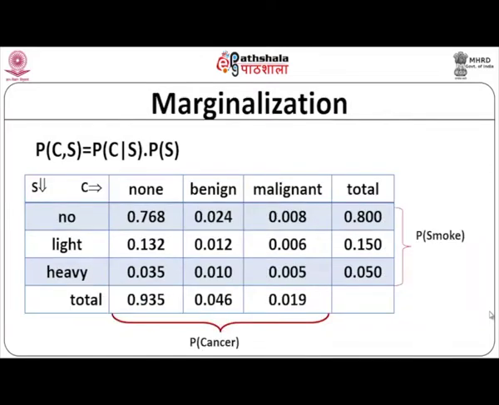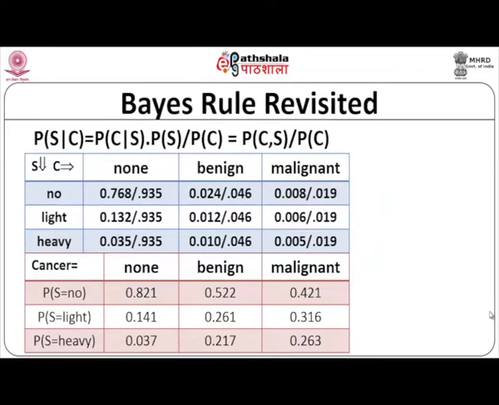Now, let us talk about marginalization. Here we want to do a little bit of normalization. In this particular table we have not done anything extra except calculate a total. You see that 0.768 plus 0.024 plus 0.008 is 0.80, and so on for the column and the bottom. Now, for marginalizing, we divide each value by its total value. So, you have 0.768 divided by 0.935 that comes here, 0.024 divided by 0.046, and so on. If you do this for cancer non-benign malignant, the division will give you these values. So, this is the final Bayesian rule.